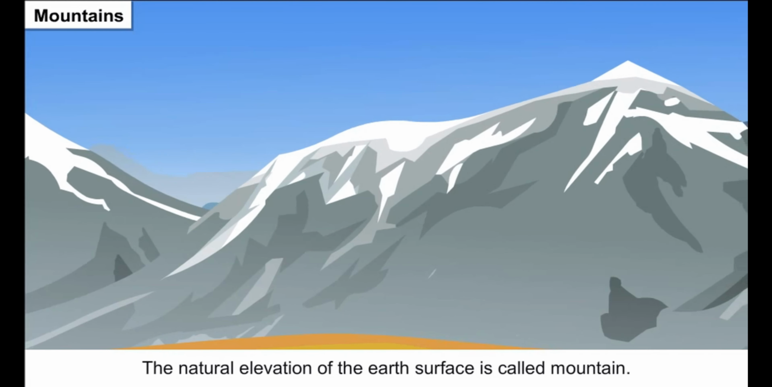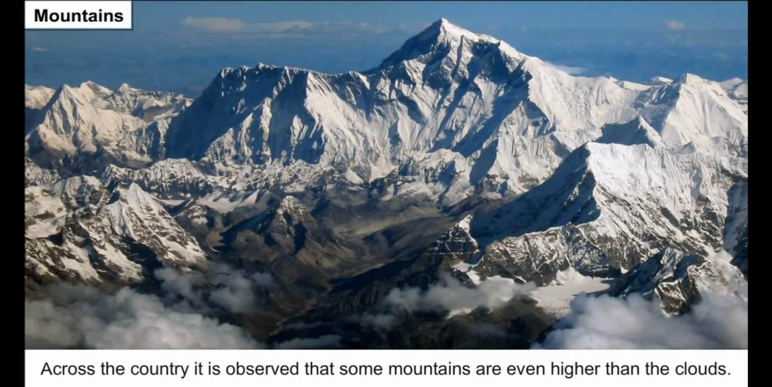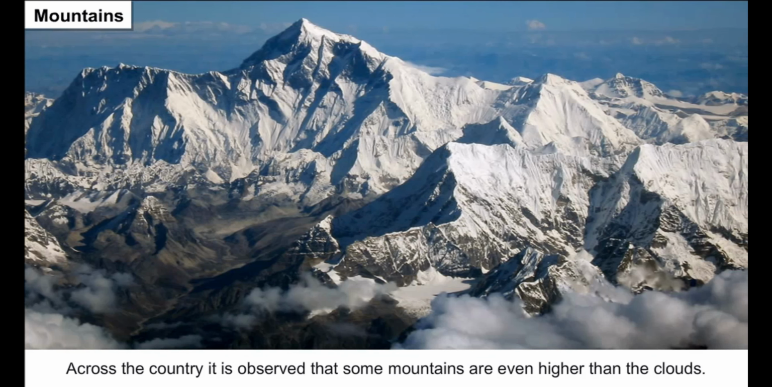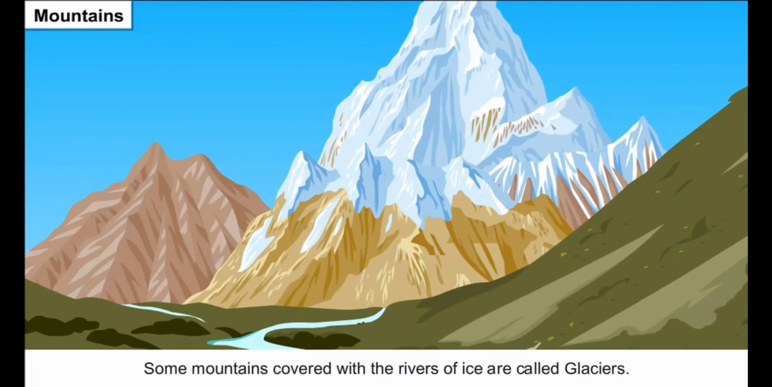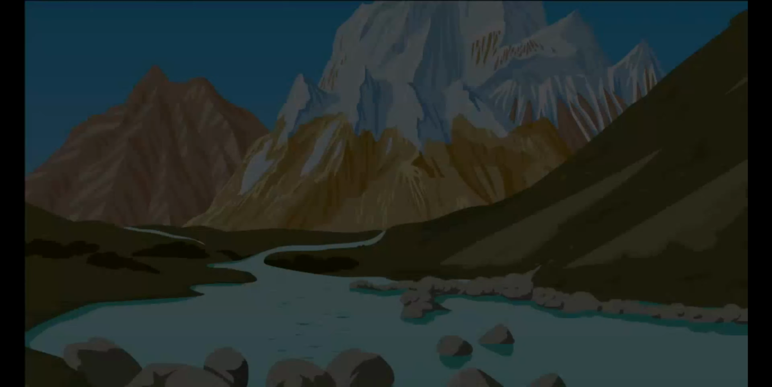Mountains. The natural elevation of the Earth's surface is called mountain. Across the country, it is observed that some mountains are even higher than the clouds. Some mountains covered with the rivers of ice are called glaciers.